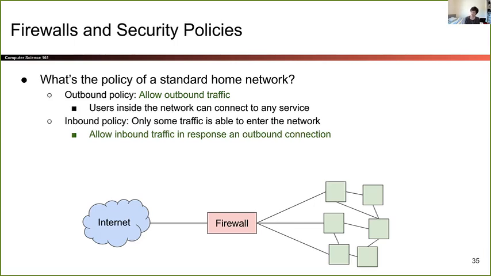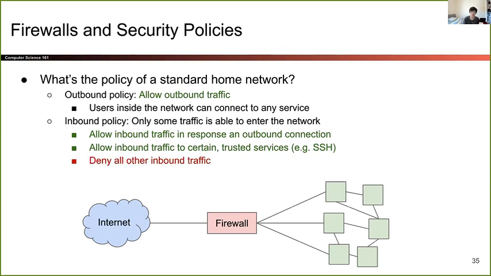It's a little bit wordy, but I think I kind of understand what's going on. If I send an HTTP request, I should see some response a short time later that gives me the data in return. So I'll allow that traffic, and I'll allow traffic to certain trusted services. So maybe I have an SSH server running on my computer and I want to allow access to that. But other than that, deny all other inbound traffic, because we don't want random people on the internet connecting to my computers at home.